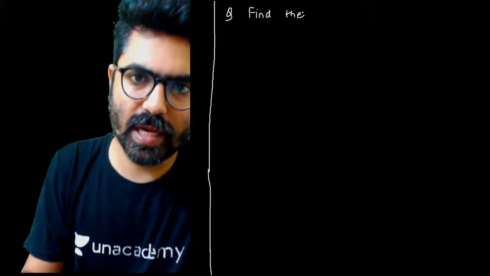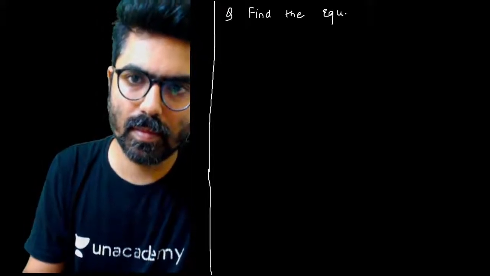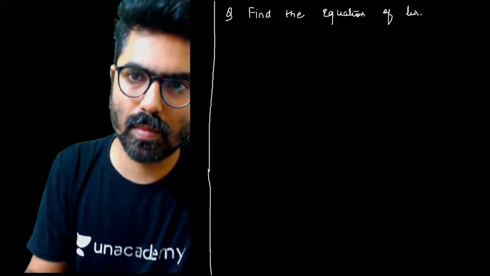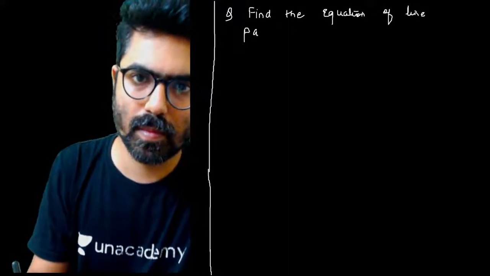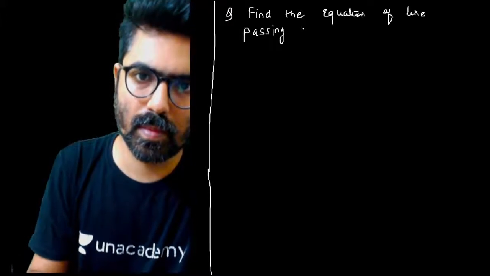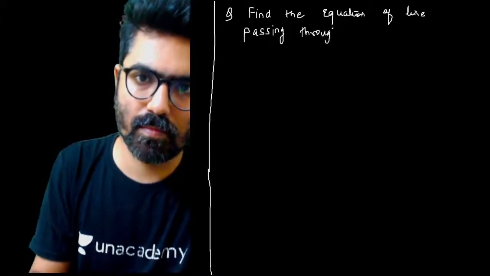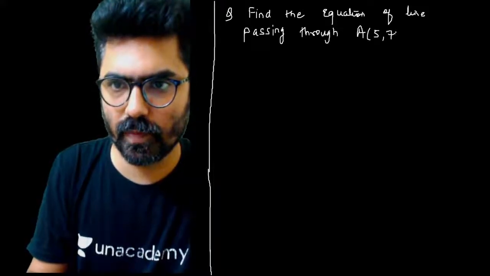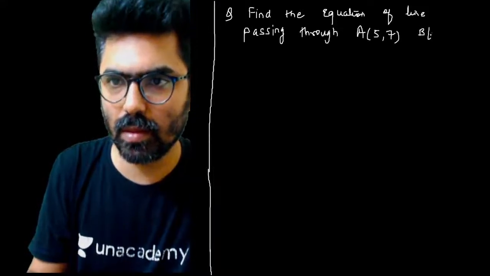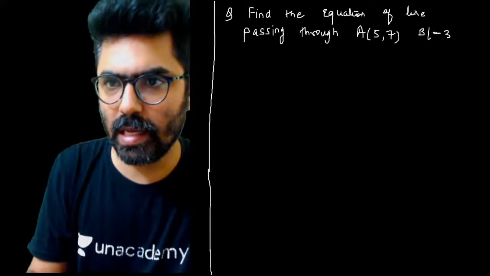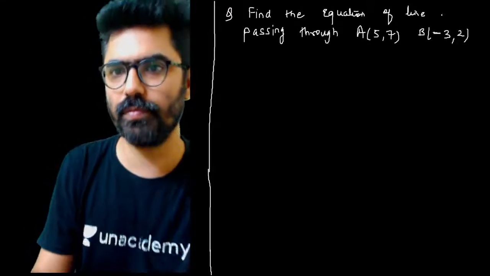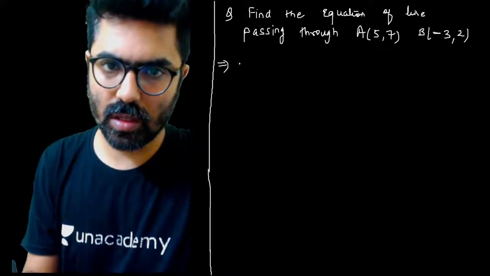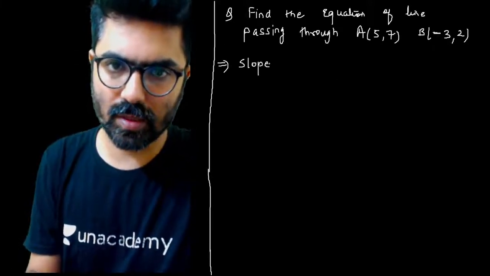Find the equation of line passing through 5, 7 and minus 3, 2. So first of all, let's find the slope of the line.